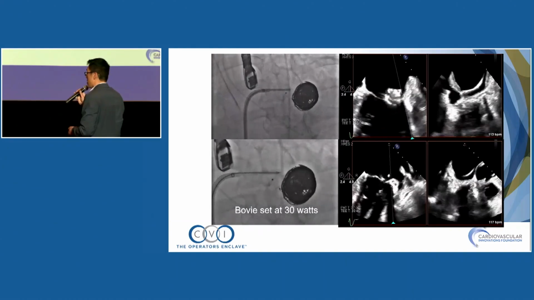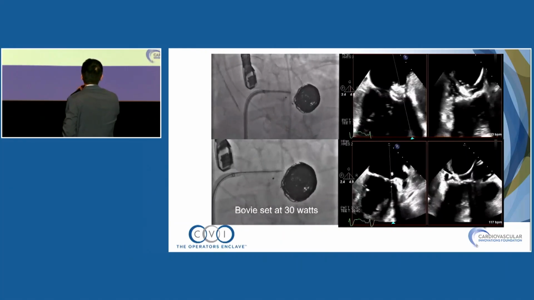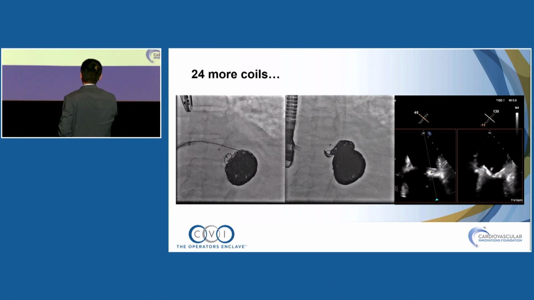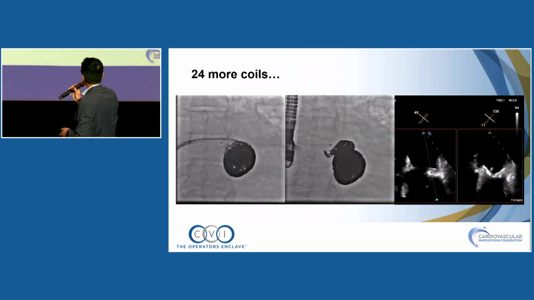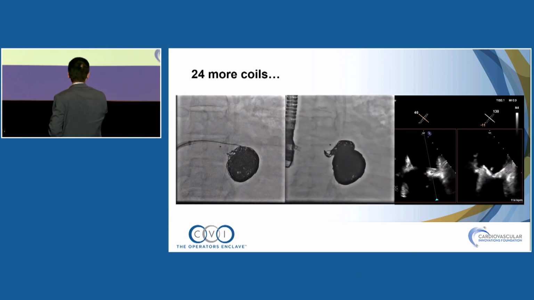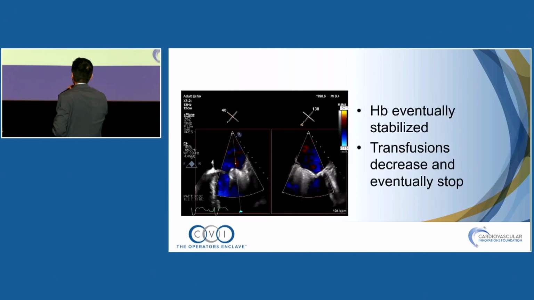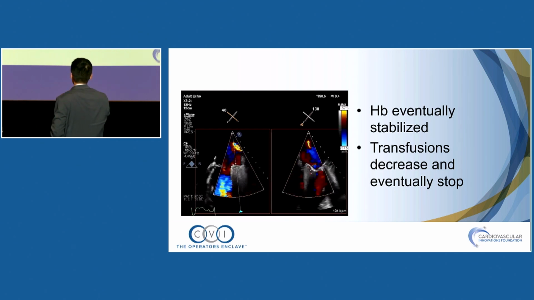Using a Stato wire to access the potential space, and follow back in with a prograde wire, and this is all supported with the JR4 guide, and then advanced the prograde catheter, and with 24 more, most of them 60 millimeter coils, we packed that thing as well as we could. Let's put it this way, they're made of platinum. All right, enough said. And we're just lucky that that thing, whatever that is, if that's a coil, it didn't embolize. So eventually the hemoglobin stabilized, and the transfusions decreased and eventually stopped after about 2 to 3 weeks.